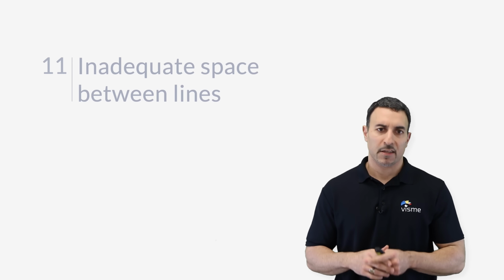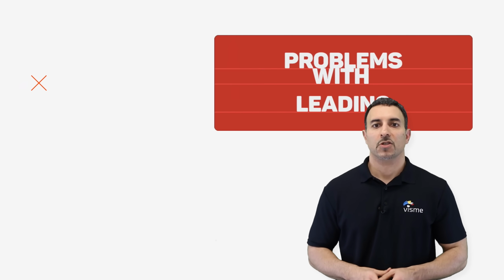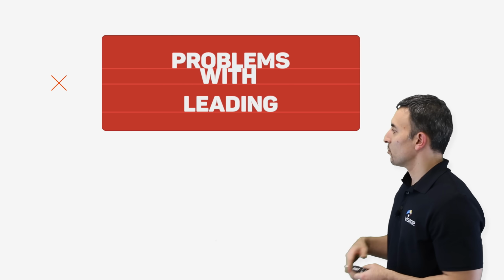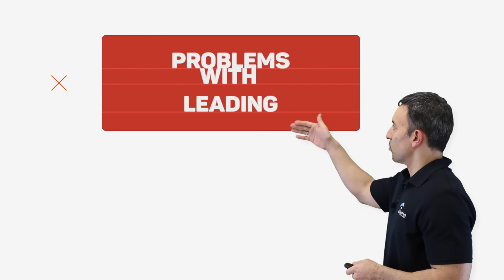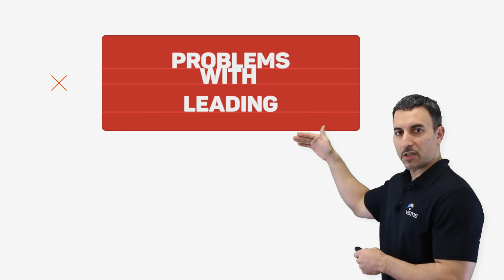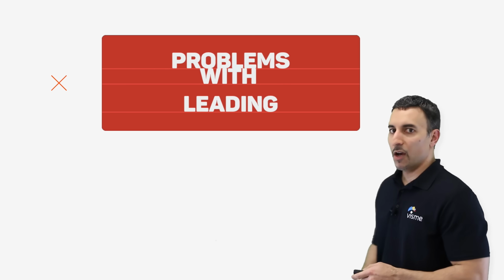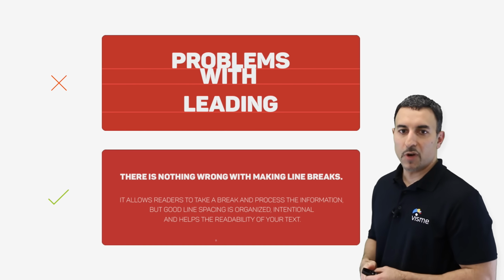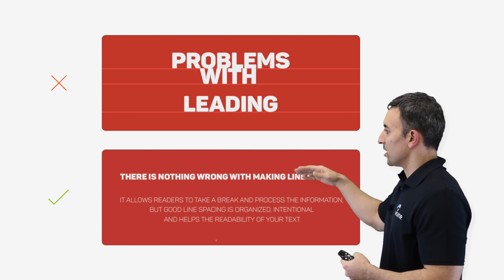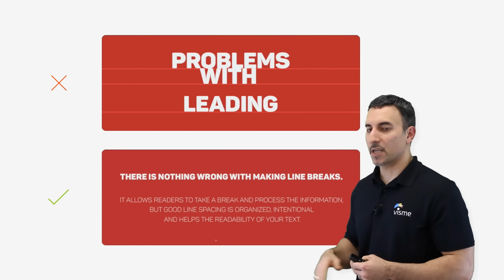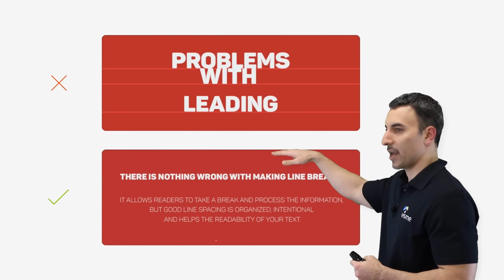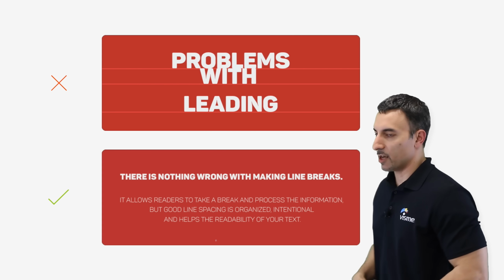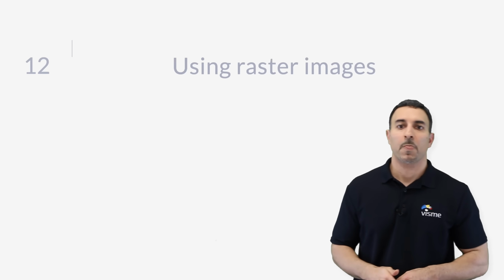Number 11 is inadequate space between lines. So this one again, the problem with leading, you have the words "problem with" stuck together, and then you have the leading. What you want to instead do is, it's okay to have line breaks, but the line breaks should have a purpose. In this case, you have a short paragraph and you have a header. So there's a little bit of separation between them, and that's an okay thing to do.